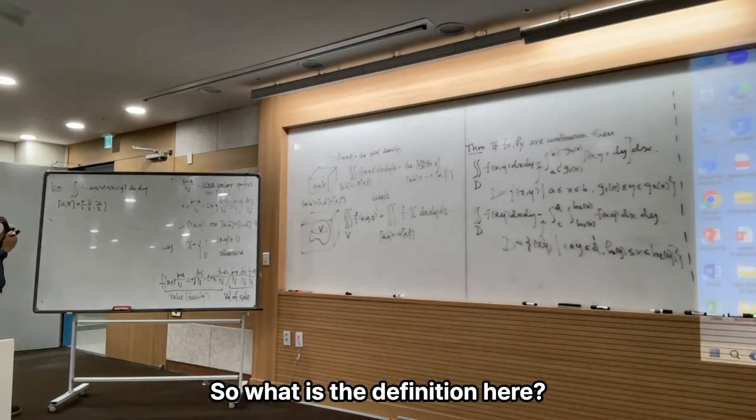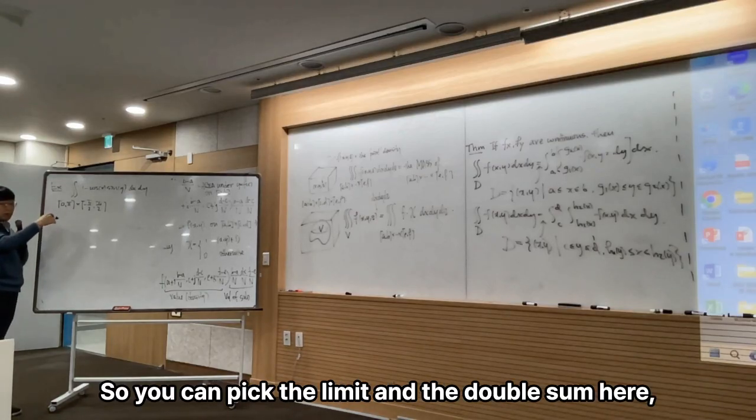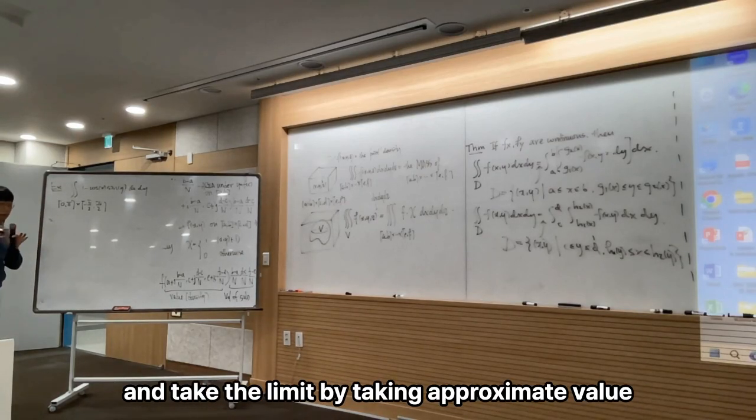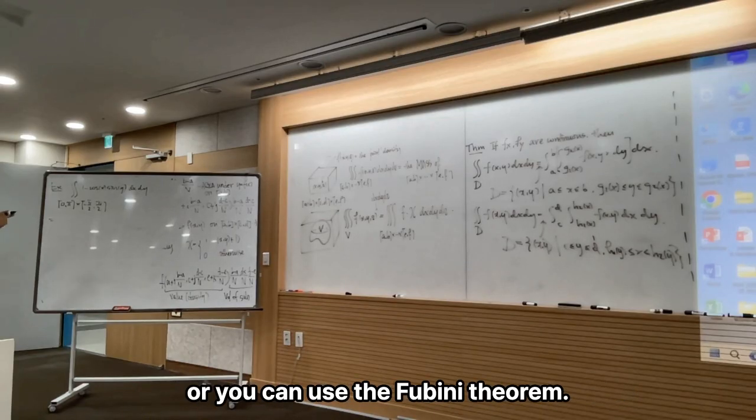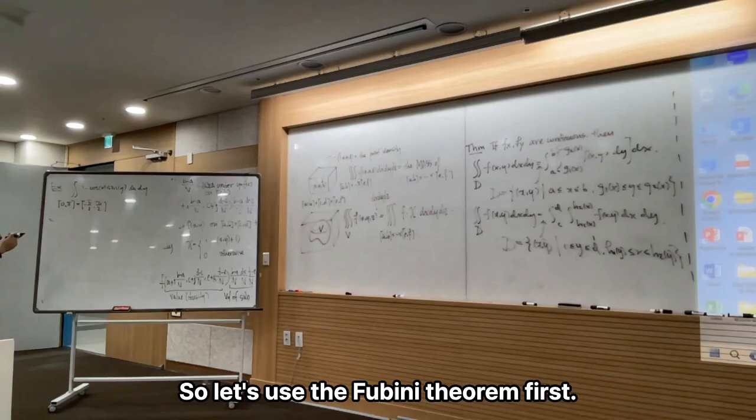Okay, so what is the definition here? You can take the limit of the double sum, approximating the value by letting n be quite large. Or you can use the Fubini theorem. So let's use the Fubini theorem first.